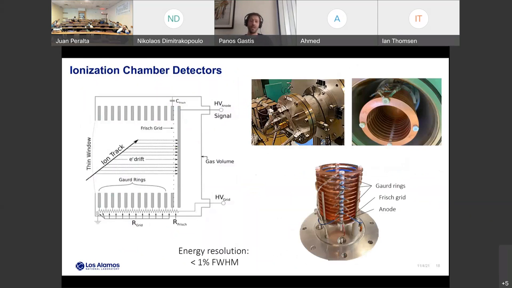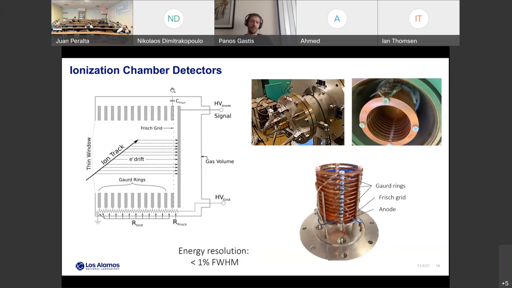These are pictures now of the ionization chamber detectors that we use for measuring the kinetic energy of the fission fragments. We use axial ionization chambers. And here on the left, you see a scheme of the basic operating principles of the detector. The detectors have a thin entrance window that allows the fission fragments to get into the gas volume of the detector that is filled with isobutane, pure isobutane in our case. Now, as the fission fragments move into the isobutane gas, they ionize the molecules, creating free electrons that drift towards the anode that is positively biased and creates a signal that is directly proportional to the kinetic energy of the fragment.